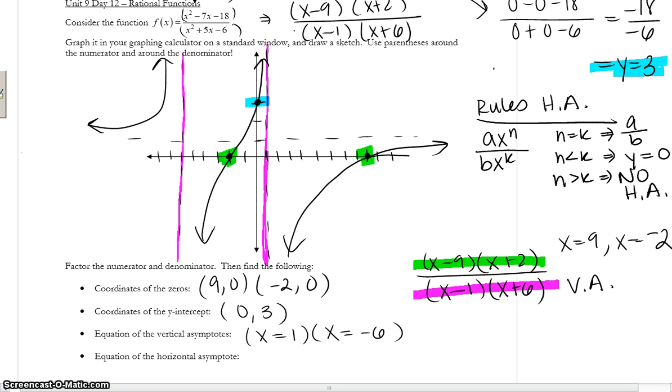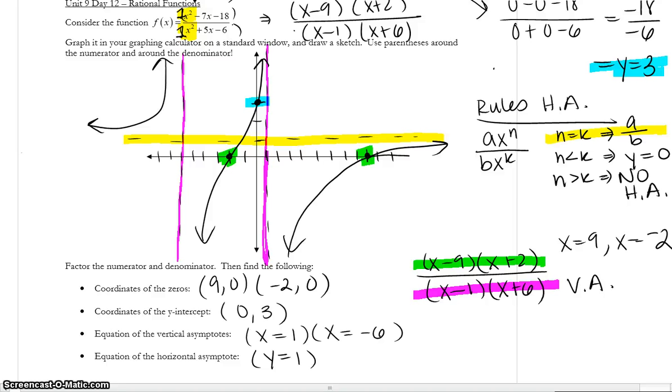So let's take a look at what situation we have here. We've got an x squared and an x squared, which means that we have this situation because 2 is equal to 2. So we have to find our a and our b, which there's nothing there, but we know that there's like an imaginary 1, which tells us that our horizontal asymptote is at y equals 1, which is right here. So this is what our graph looks like.